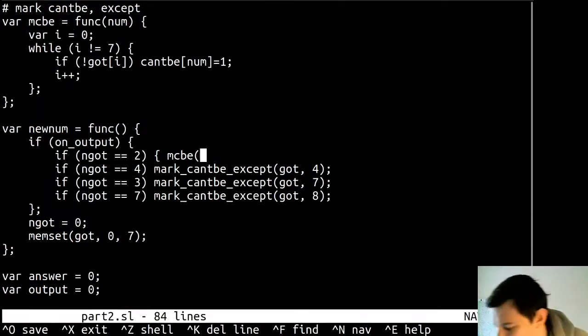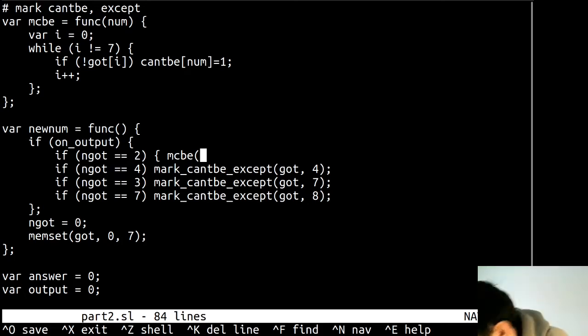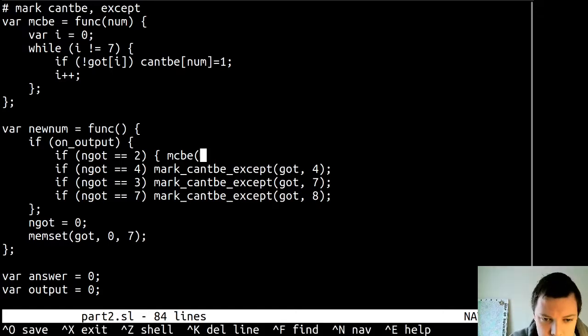So if we've seen 2 digits, then we know the digits we've seen are C and F. So we need to mark can't be. For the ones we haven't got, we know that they can't be digits C and F, which are, if I just write down so that I don't mess it up, 2 and 5. So we want to mark can't be except 2, mark can't be except 5.